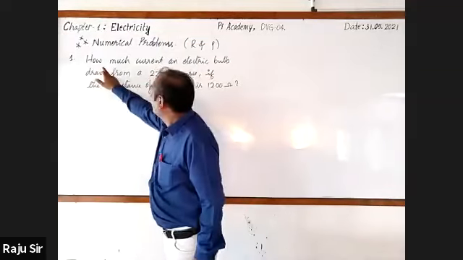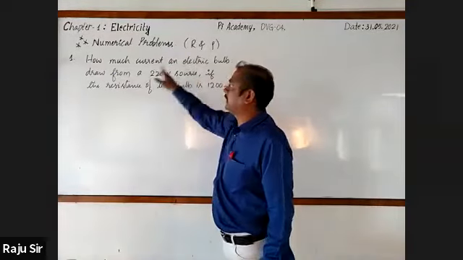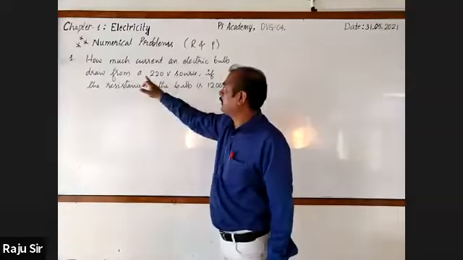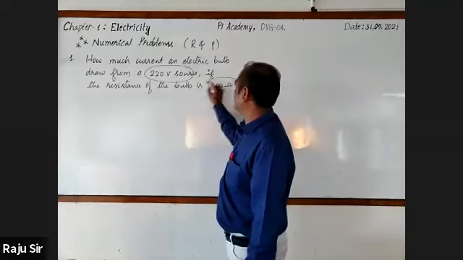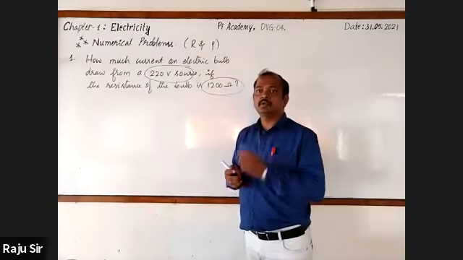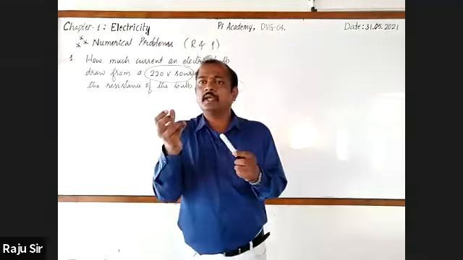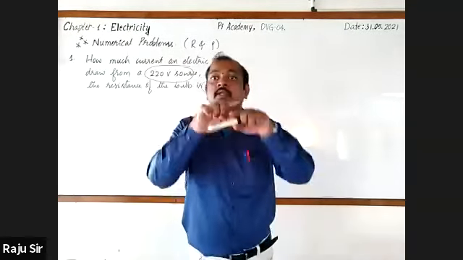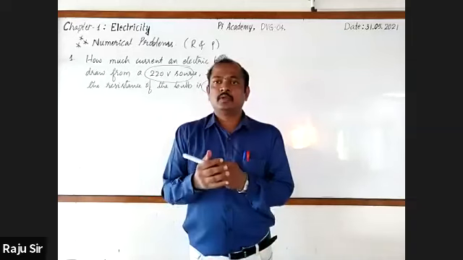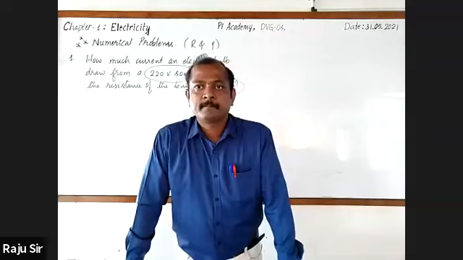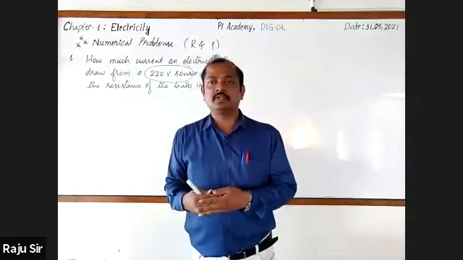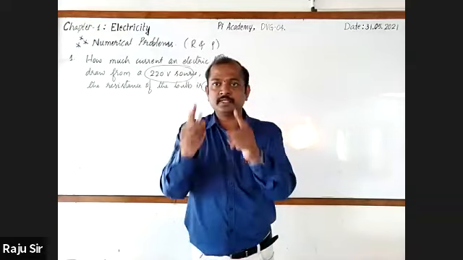How much current does an electric bulb draw from a 220 volt source if the resistance of the bulb is 1200 ohm? Dear students, whatever electric bulb is used in the circuit, how much potential difference is it maintaining? 220 volt. Say, in your home or in my tuition center, the potential difference maintained is 220 volts.